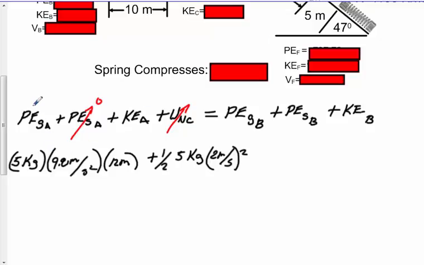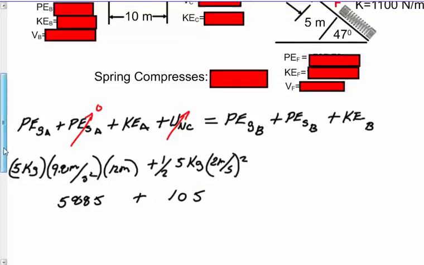Alright, so now we have this value and this value. We'll run that real quick. So my gravitational potential is going to be 5 times 9.8 times my value of 12. That's going to give me 588 joules. Plus the value here, which is 0.5 times 5 times 2 squared. And that's going to give me 10 joules.